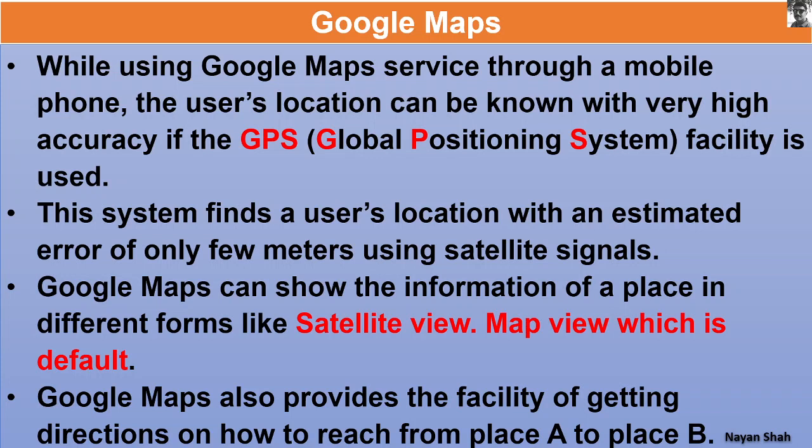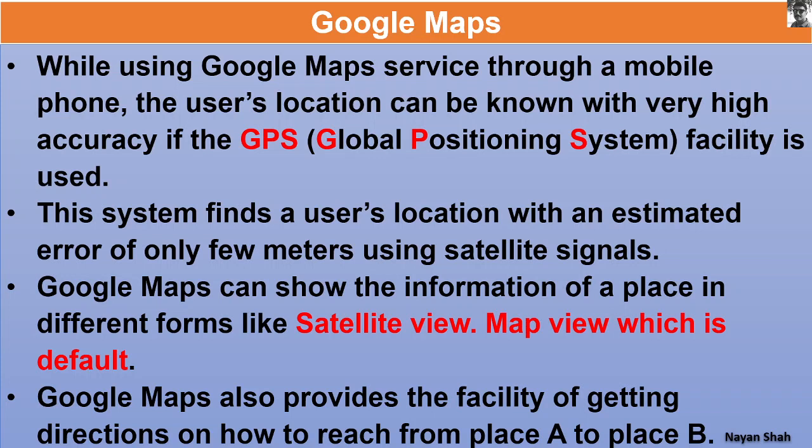Now, while using Google Maps service through a mobile phone, the user's location can be known with a very high accuracy if the mobile's GPS facility is kept on. GPS is Global Positioning System. So this system finds the user's location with an estimated error of only a few meters using satellite signals. Very few meters, hardly 5 or 10 meters correction. Otherwise it gives almost the exact location of the mobile device.